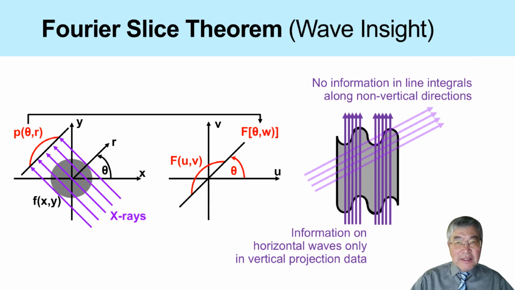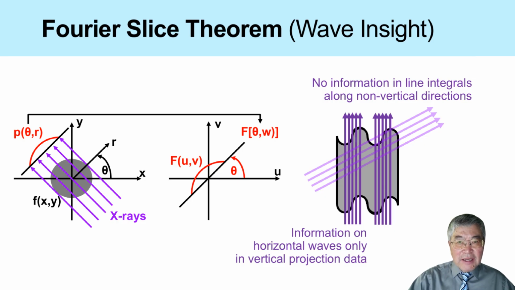So the intuition is simple. A projection mainly measures the wave components that are perpendicular to the X-ray direction. This is exactly what the Fourier slice theorem says. A projection taken at the angle theta gives us a radial line in the Fourier domain corresponding to that direction. This is why CT reconstruction can be understood as Fourier imaging.